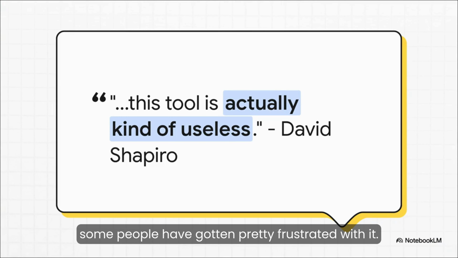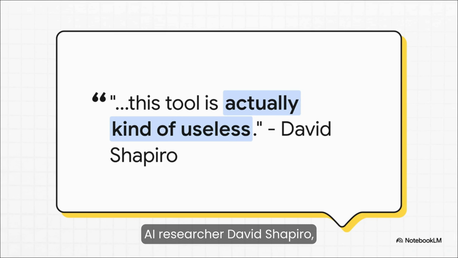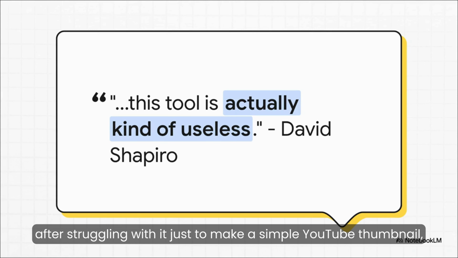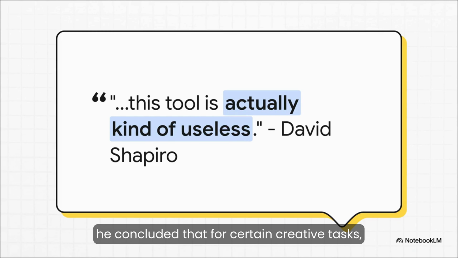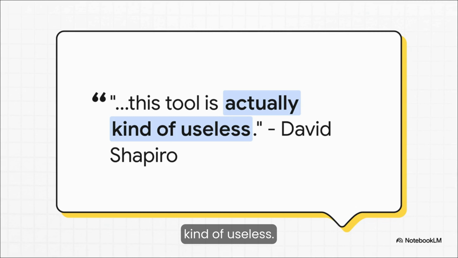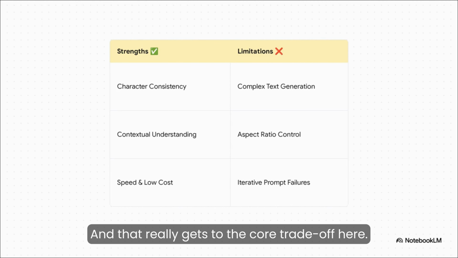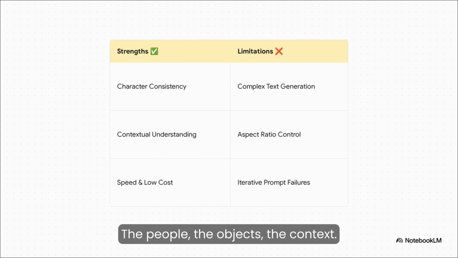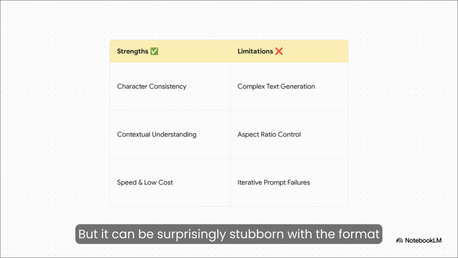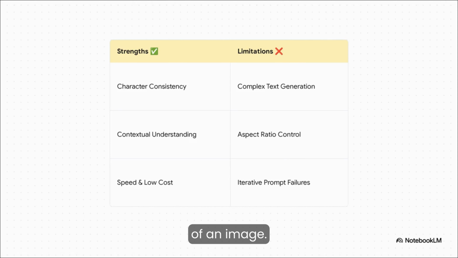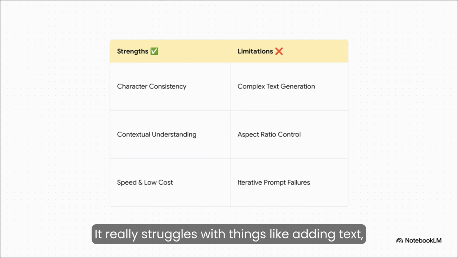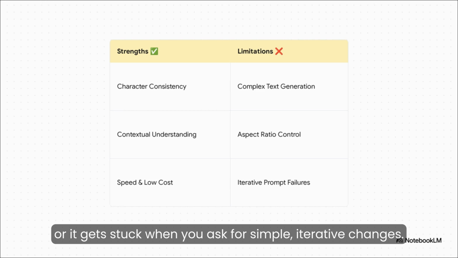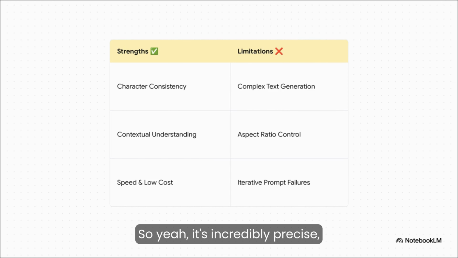In fact, some people have gotten pretty frustrated with it. AI researcher David Shapiro, after struggling with it just to make a simple YouTube thumbnail, concluded that for certain creative tasks, where you kind of want the AI to think for you, it can be incredibly stubborn and, in his words, kind of useless. And that really gets to the core trade-off here. The tool is absolutely revolutionary at understanding and preserving the content of an image, the people, the objects, the context, but it can be surprisingly stubborn with the format of an image. It really struggles with things like adding text, changing the aspect ratio, or it gets stuck when you ask for simple, iterative changes. So yeah, it's incredibly precise, but it's not always obedient.